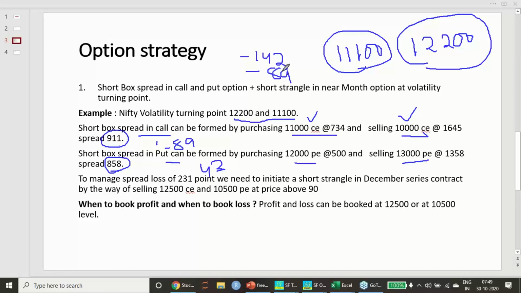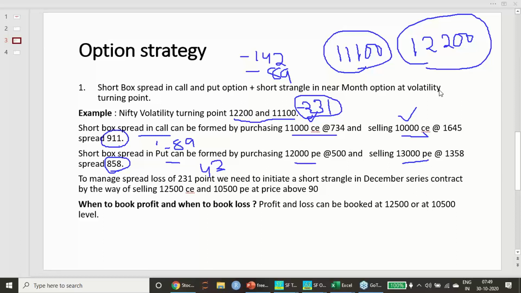So totally if you add it here, 9 twos are 11 and 8 and 9 for 3 and 2. 231 points of loss risk you have in this box spread. If you sit idle, then by the end of the month, this 231 rupees loss you have to bear. If you do not do anything, this 231 points of loss risk is there. If you just initiate this trade and don't do anything, then 231 points you are going to lose. That is also there.